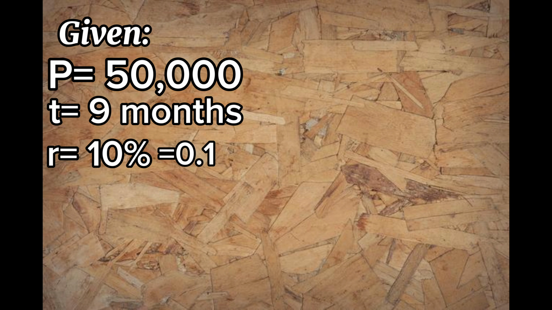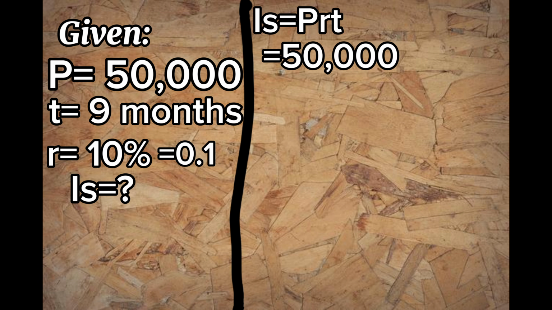So our problem is to find I sub s. So let's solve it here. So first is we need to write our formula, which is I sub s equals PRT. So our P, which is principal, equals 50,000. So we multiply it into our rate, which is 0.1. Then we put our time here, which is 9/12.